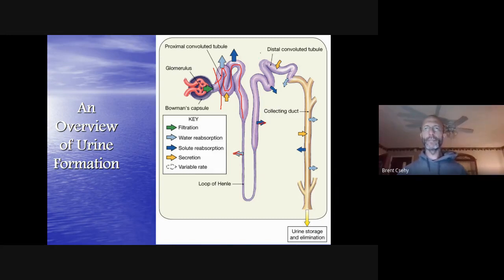By the time it gets here, only 10% left. And then you can see there's some secretion here, but you still got some changes. You can see this dashed line here. That means it's variable, it changes, depends on what you need. These are all dashed lines. It just depends. And then eventually anything that's left over, right there, urine.